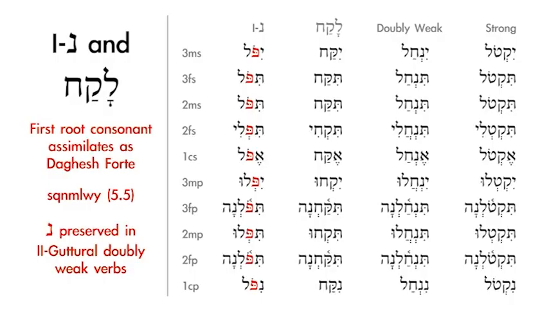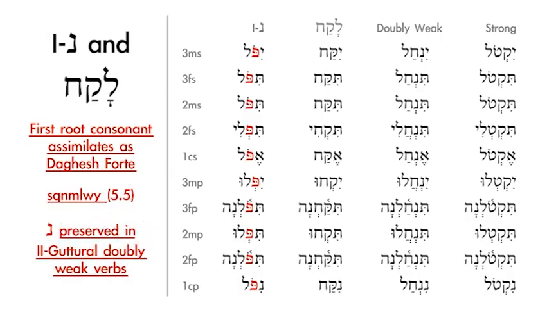The same thing is going to happen with the lamed. The lamed is going to assimilate as a dagesh forte. This is the only time a lamed will assimilate in Hebrew. Let's look at the forms together. First, you'll note with one-noon verbs that the first root consonant assimilates as a dagesh forte. Sometimes that dagesh forte can be lost because of the application of the rule sheva nach levi. In certain instances, the noon can be preserved in two guttural doubly weak verbs, which we'll see.